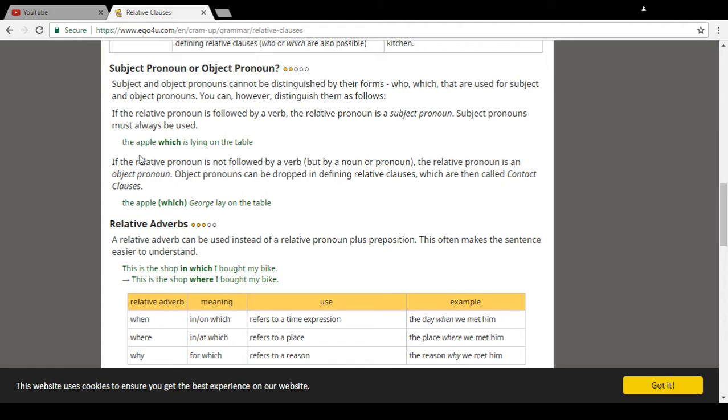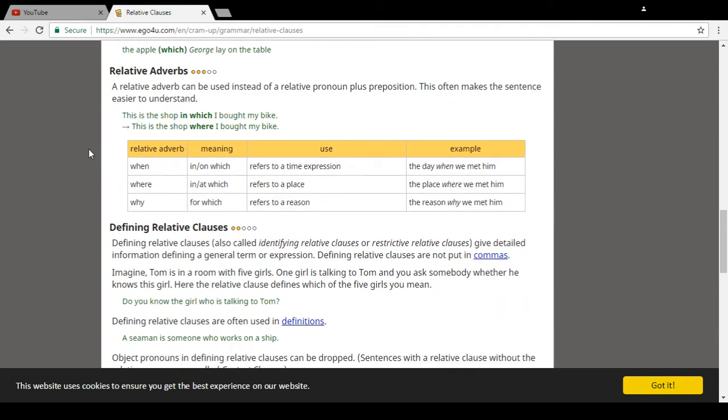A dole kaže: if the relative pronoun is followed by a verb, but by a noun or pronoun, the relative pronoun is an object pronoun. Object pronouns can be dropped in defining relative clauses, which are then called contact clauses. Znači, ako nakon zamjenice ne slijedi glagol, nego imenica ili zamjenica, onda je odnosna zamjenica object pronoun. Object pronouns can be dropped in defining relative clauses, which are then called contact clauses.